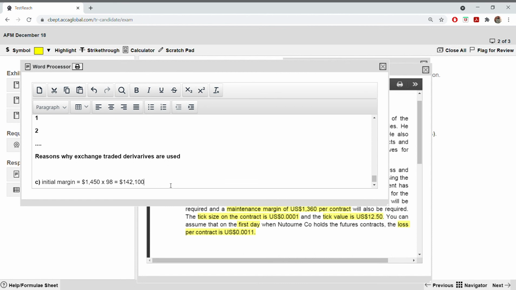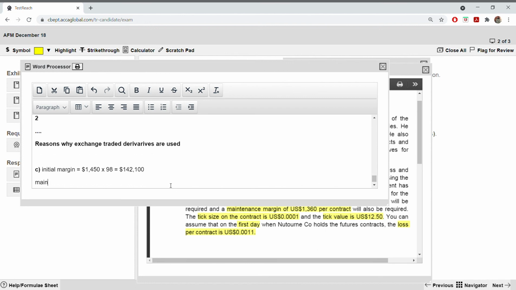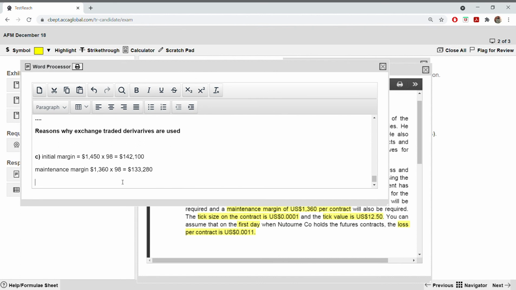Next, maintenance margin. What is the maintenance margin they told? I can see it is 1,360 per contract. So dollars, 1,360 multiplied by 98 equal to $133,280. That means the balance below 133,280 cannot fall.